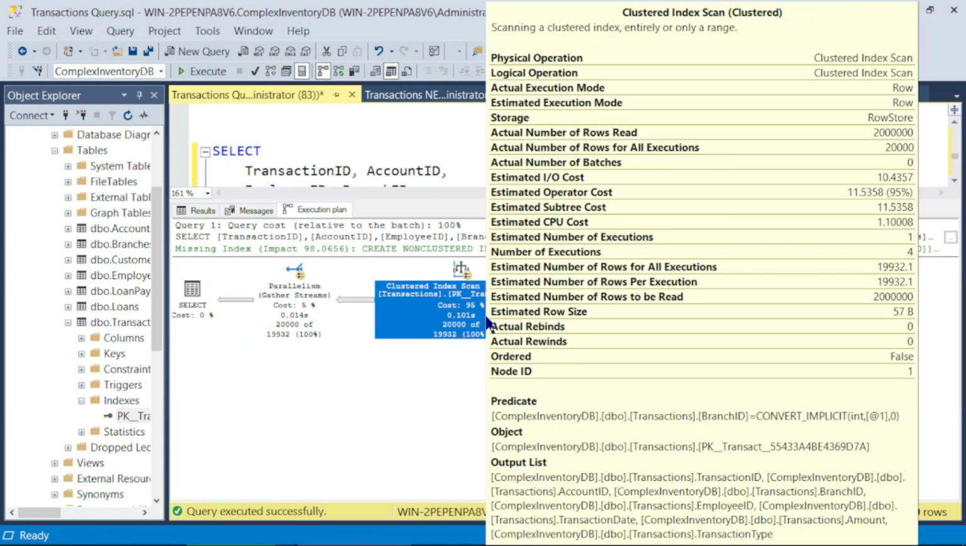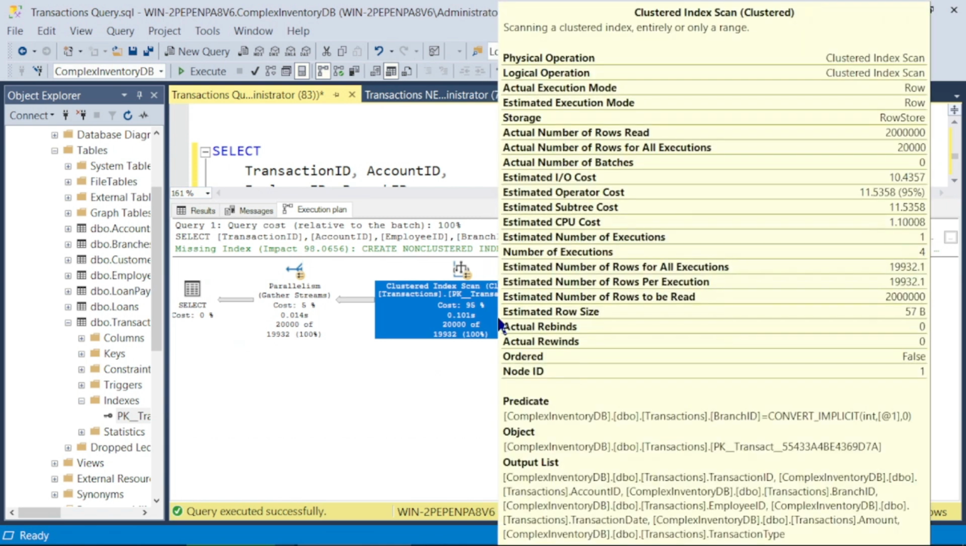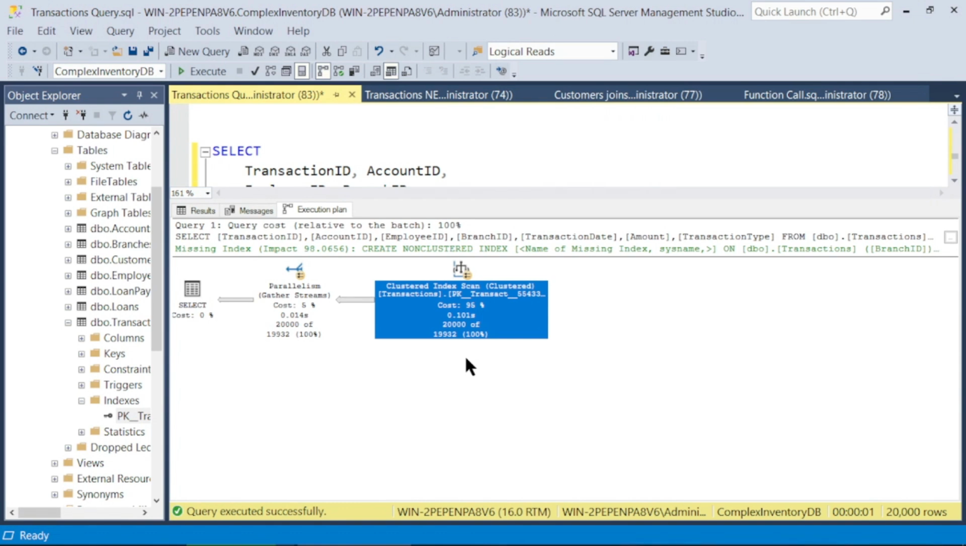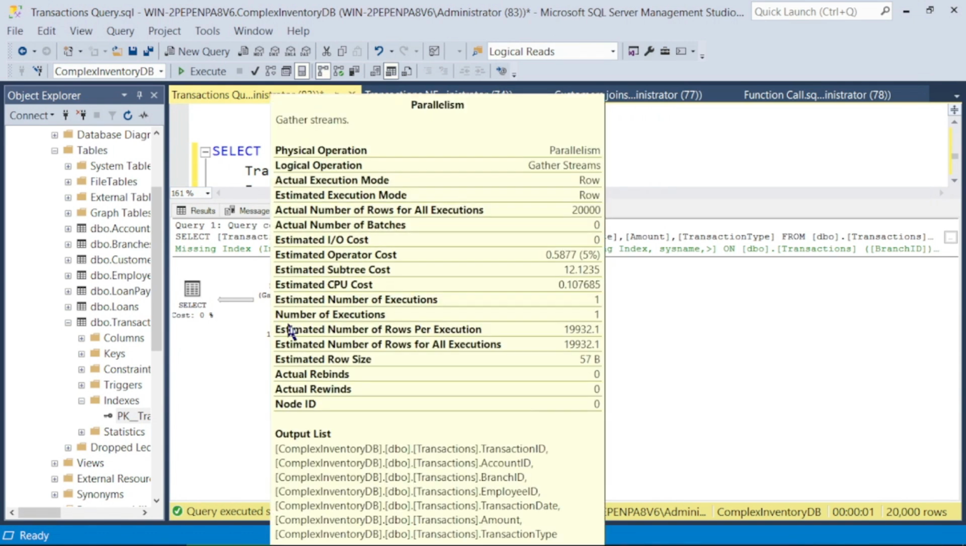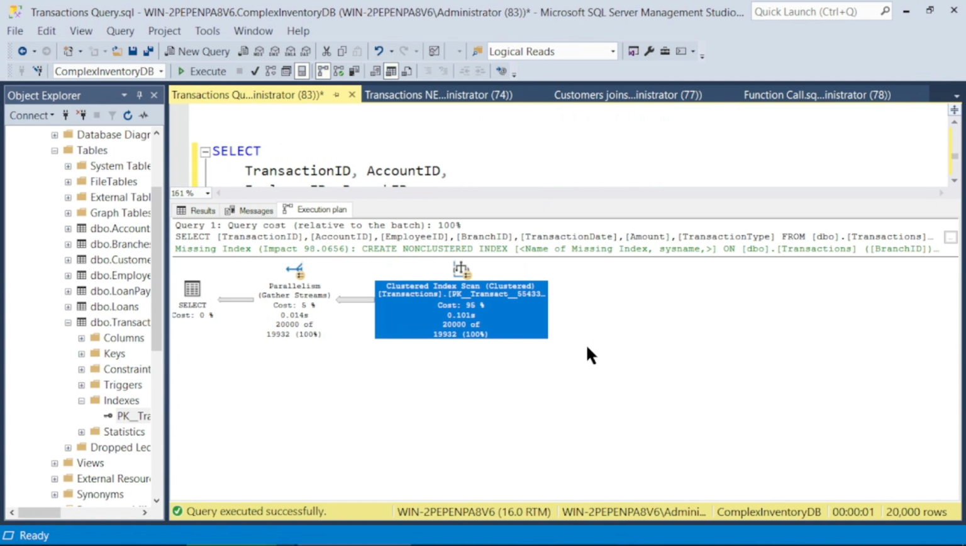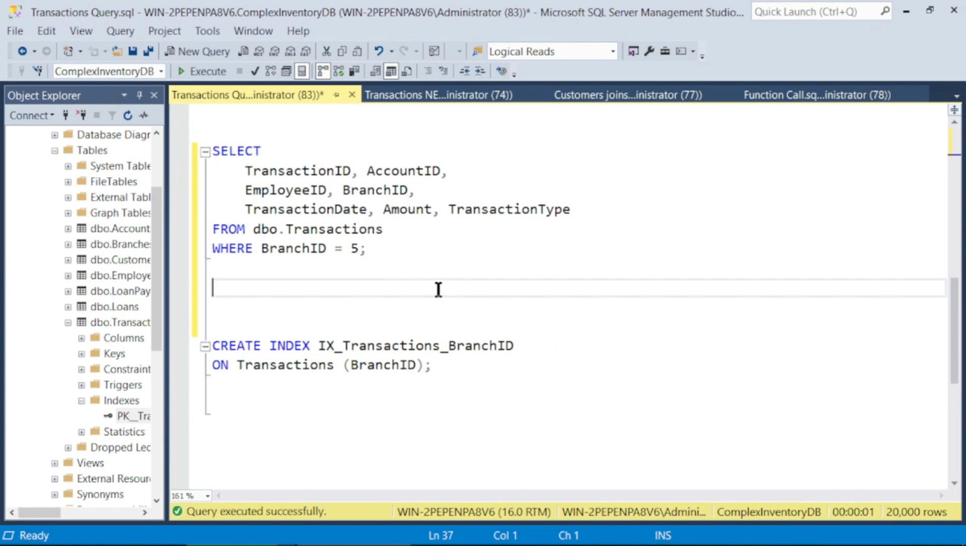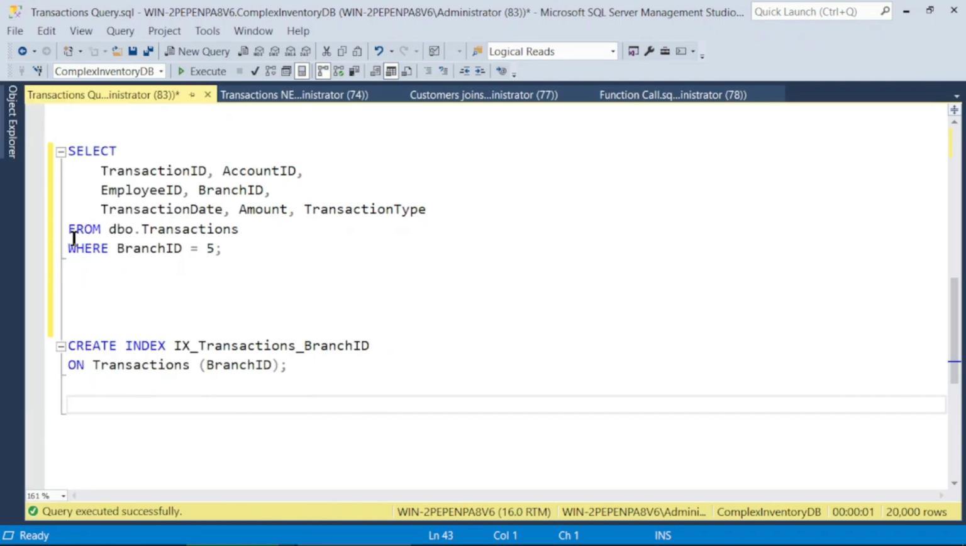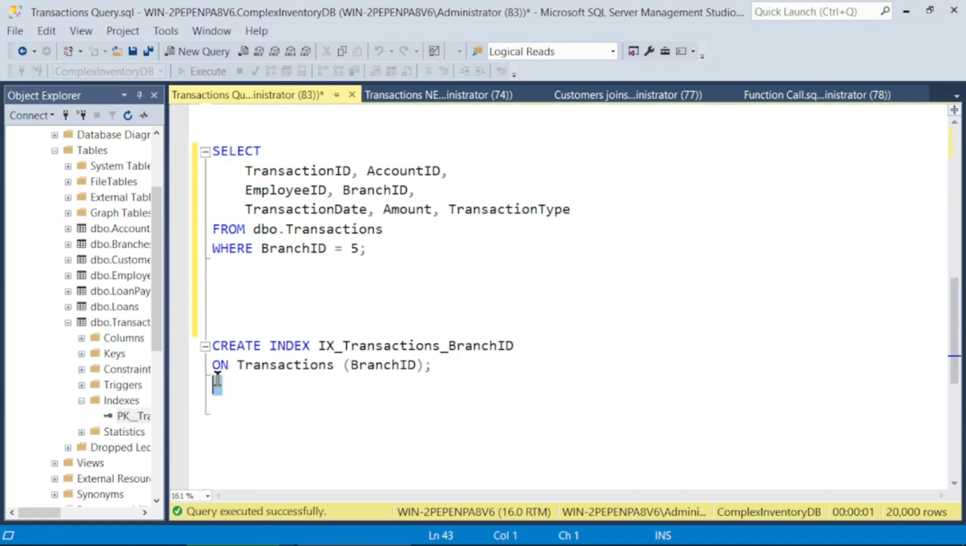Factor number 11, warnings. Finally, always check for warning icons in the execution plan. One common warning is a missing index recommendation. SQL Server is basically saying if you create this index, this query could run much faster. Don't create every suggested index, but always review these recommendations.